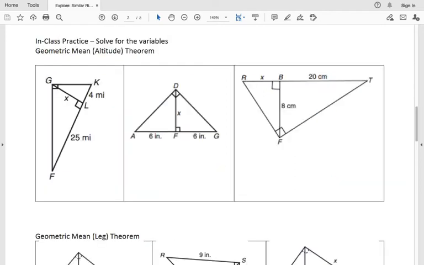Okay, actually these are kind of an in-class practice, so you may want to do these on your own and then check your answers. I'll be explaining them as I work them, but I just want to make sure that you know it might be a good idea for you to practice on your own.